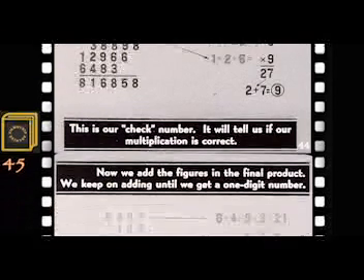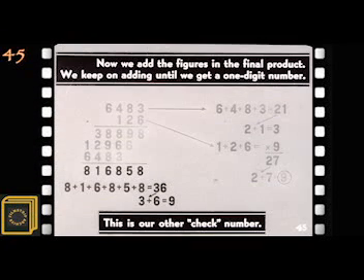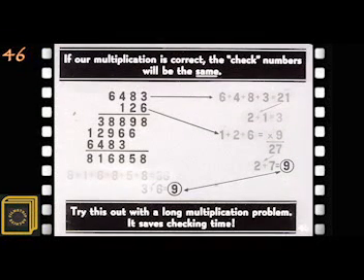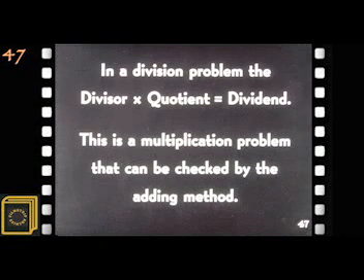Now we add the figures in the final product. We keep on adding till we get a one-digit number. This is our other check number. If our multiplication is correct, the check numbers will be the same. Try this out with a long multiplication problem. It saves checking time. In a division problem, the divisor times the quotient is equal to the dividend. This is a multiplication problem that can be checked by using the adding method.